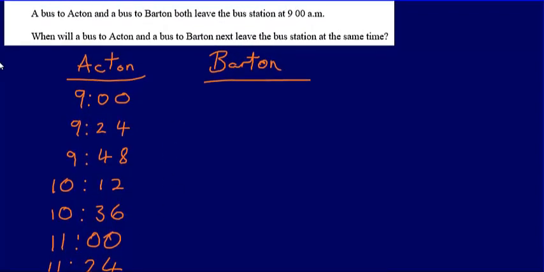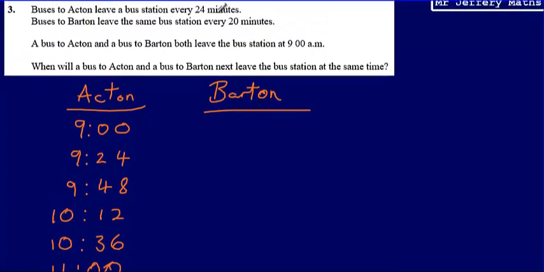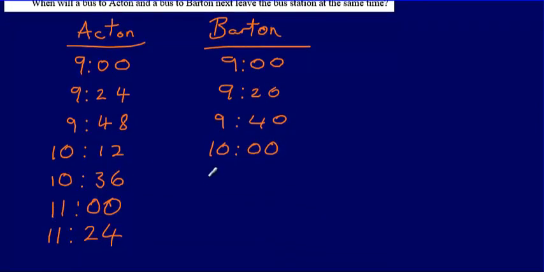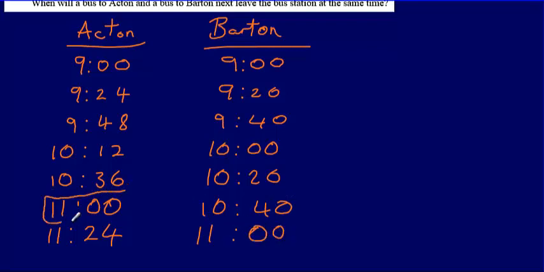Let's do the same thing with Barton and just count along every 20 minutes. So they leave the bus station every 20 minutes. So it'll be leaving at 9 o'clock, then at 9:20, then at 9:40, then at 10, then at 10:20, 10:40, and at 11.